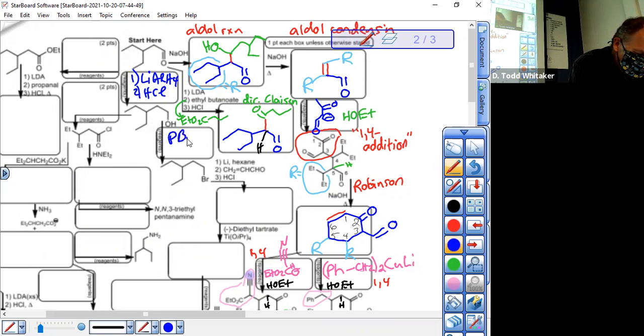PBr3 to make the alkyl bromide. You're going to make an organolithium. Organolithiums will not add 1,4. They're going to add 1,2 to that same molecule.